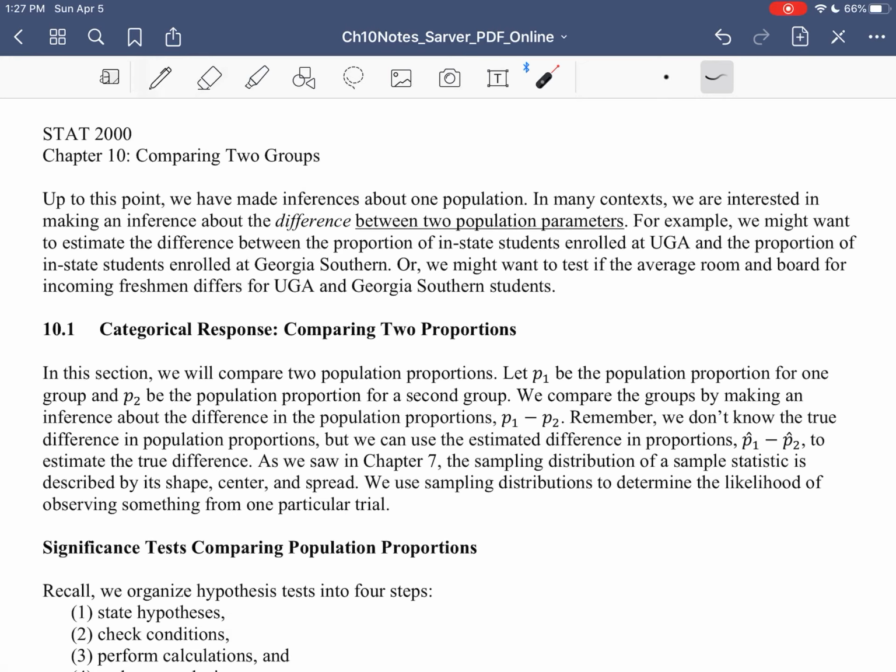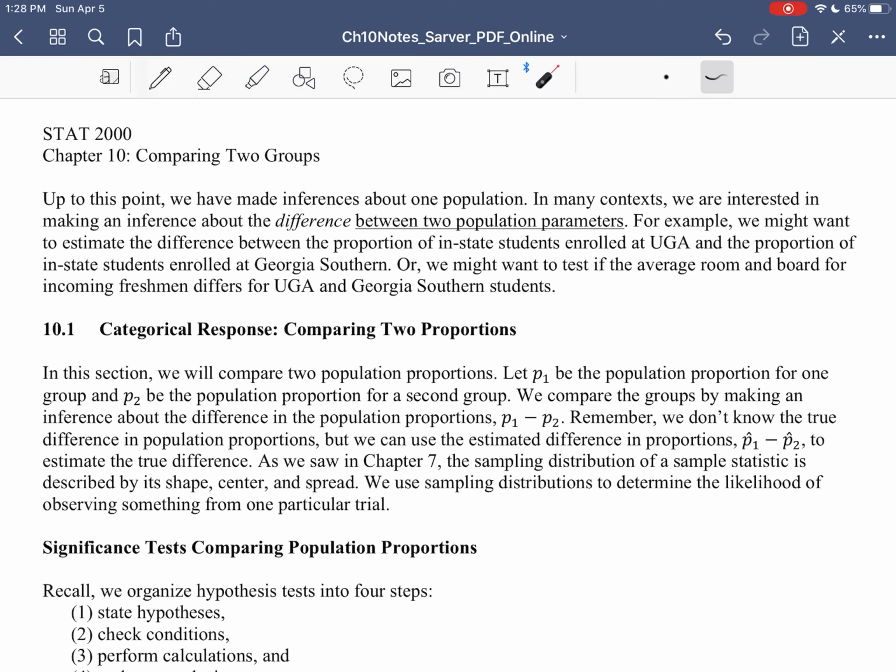Chapter 10 is about comparing two populations or two groups. Up until this point, we've only made inferences about a single population. Maybe we're trying to estimate the true proportion of Stat 2000 students who are freshmen. Maybe we were trying to estimate the true mean GPA of Stat 2000 students. So we were only estimating something about a single population. In Chapter 10, we are going to be comparing two populations.